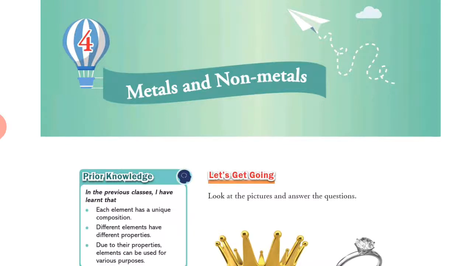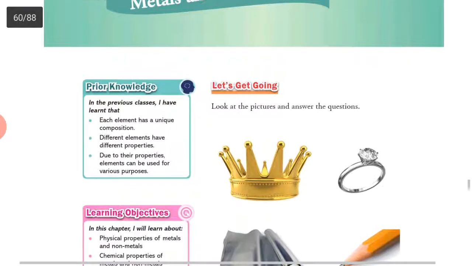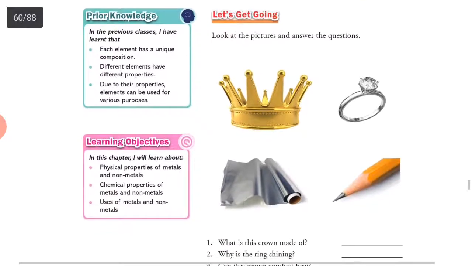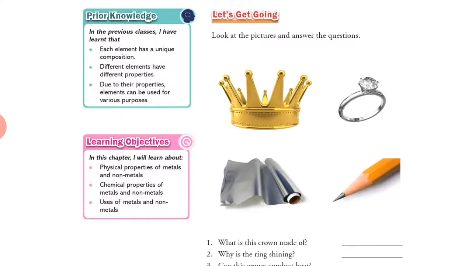In one segment we will study metals and their properties, physical as well as chemical properties. In the next segment we will discuss the non-metals and similarly their properties, chemical as well as physical. Okay, you can see some pictures or objects are shown. A crown is shown over there, a ring, a foil paper, and a pencil.